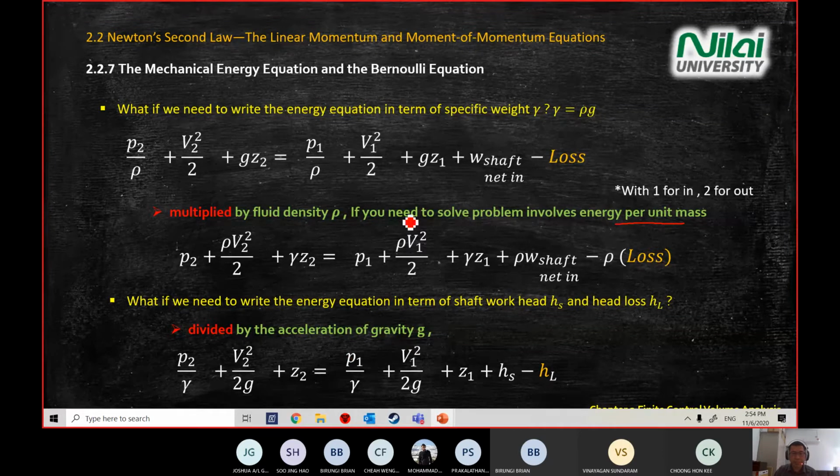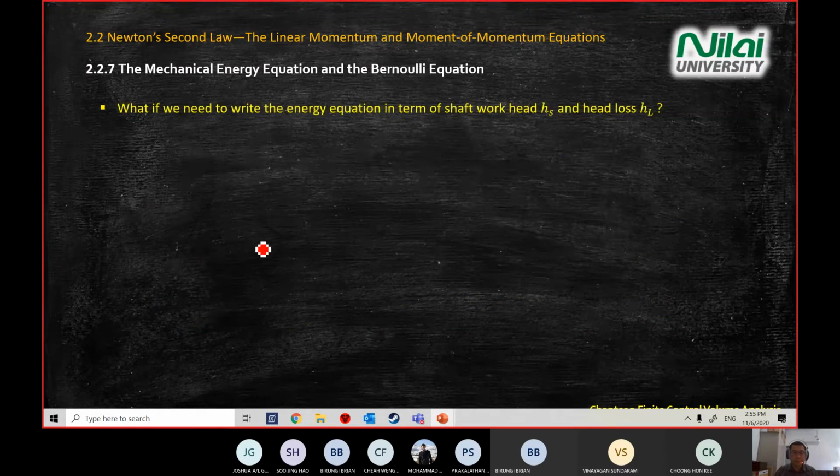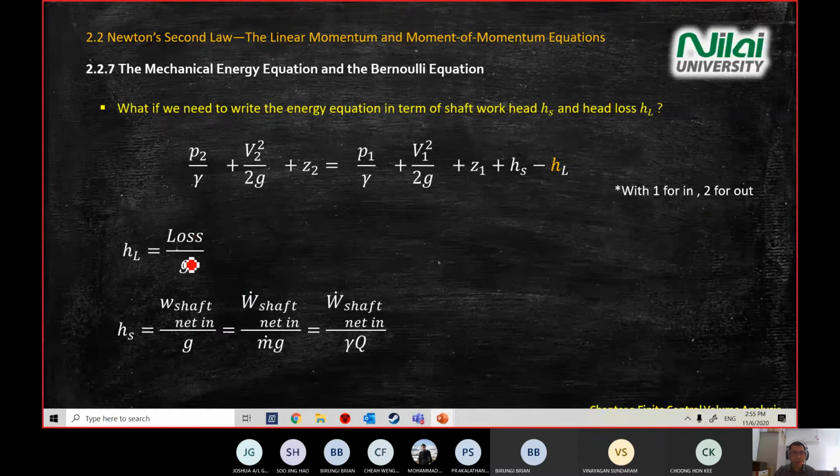This is just an application of how you transform one equation to another, depending on the question that you see. So our HL is the loss divided by g, by the relationship we derived just now, and HS is the work from the shaft divided by g. This small w is work per unit mass, per kilogram, divided by your acceleration of gravity. This is not kilogram gram, this is the gravity acceleration, g.